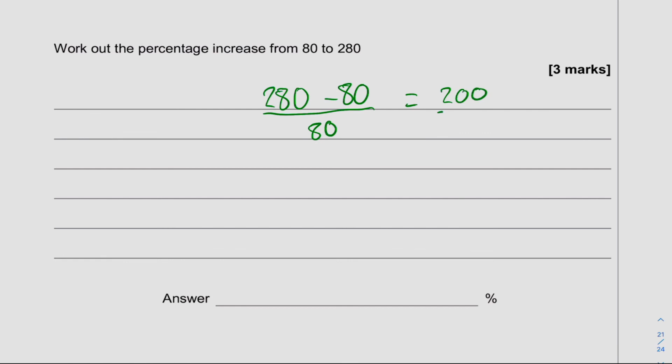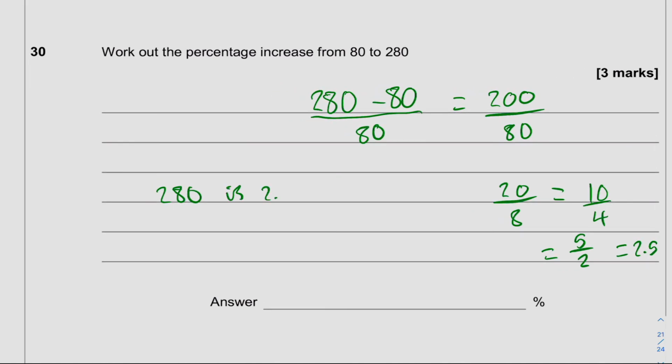So this leaves us with 200 over 80, and then if we cancel down we can divide by 10 to get 20 over 8, which is equal to 10 over 4, which is equal to 5 over 2, which is of course equal to 2.5. So therefore 280 is 2.5 times bigger than 80.